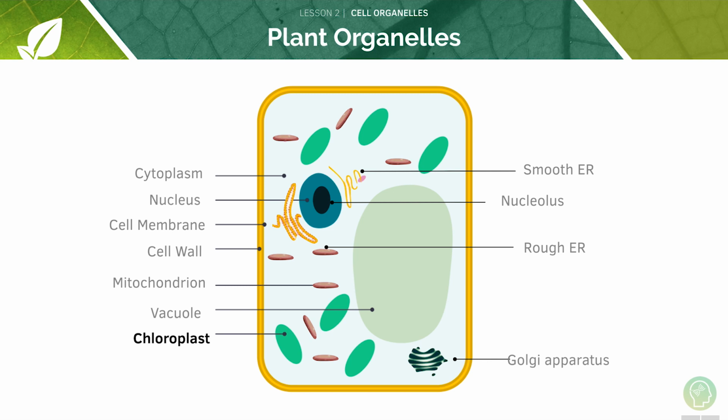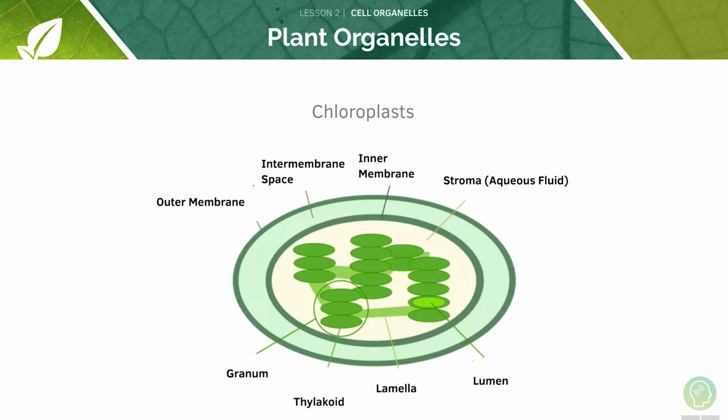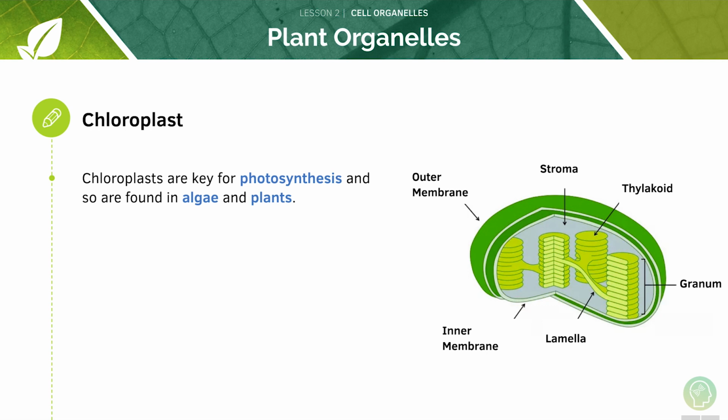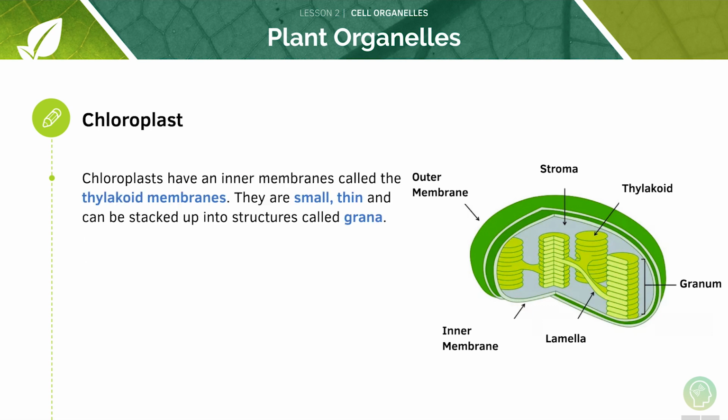The first of these is chloroplasts. This is a chloroplast. As you can see, there are various parts to it. Chloroplasts are found in algae and plants. They are flattened, membrane-bound organelles. They have inner membranes, which we call thylakoid membranes. They are small, thin, and are often stacked into structures that we call grana.